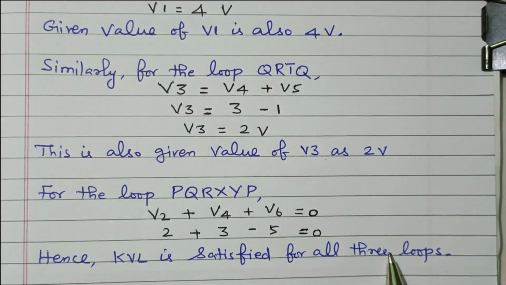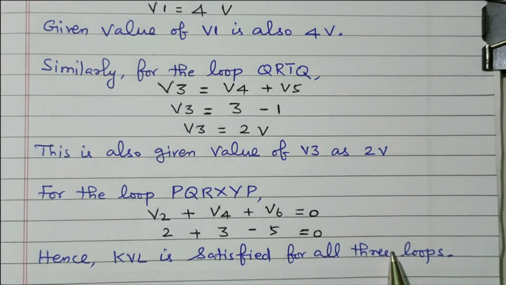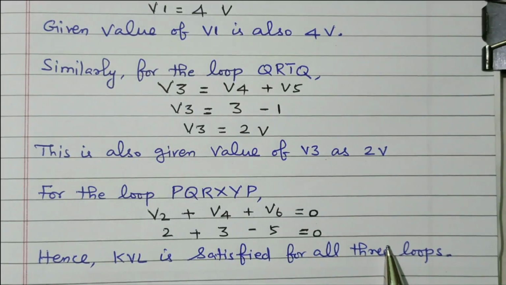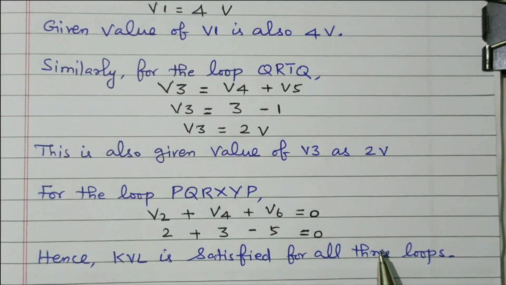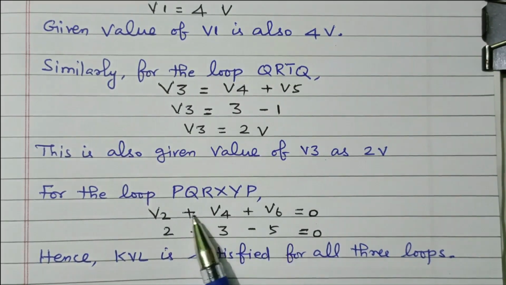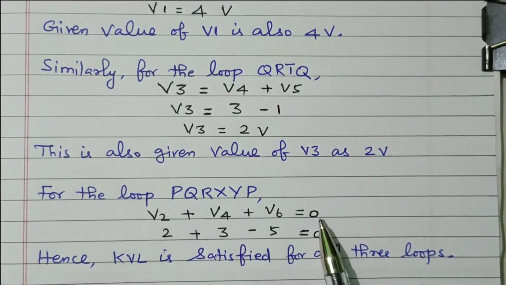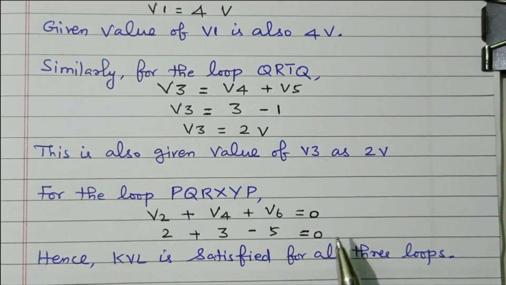In the first loop, the source is available, so V1 equals V2 plus V3. In the second loop, V3 and the others are connected in parallel, so V3 equals V4 plus V5. In the third loop, there is no source. The total of adding all the voltages is equal to 0. So now we have satisfied all 3 loops with Kirchhoff's voltage law.